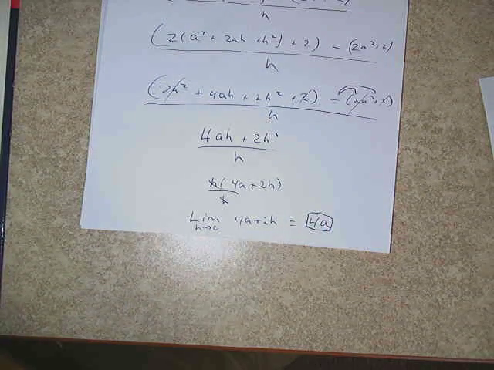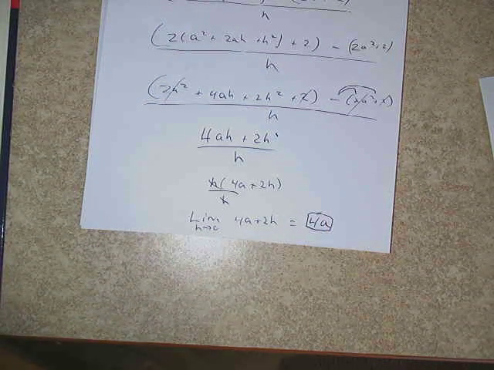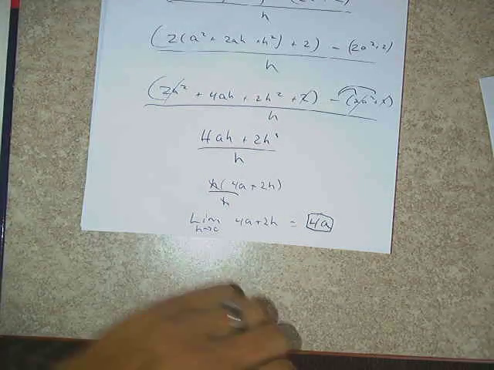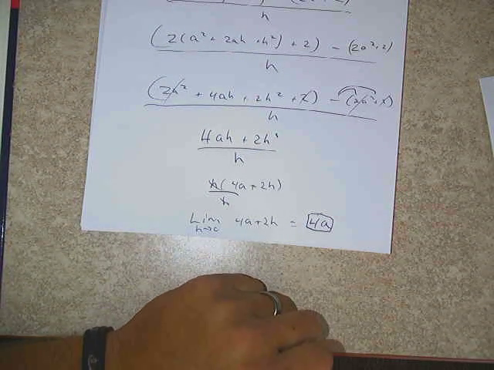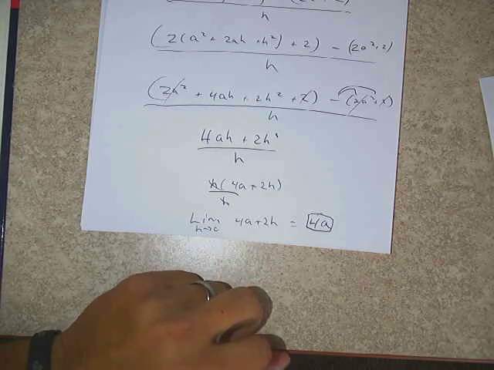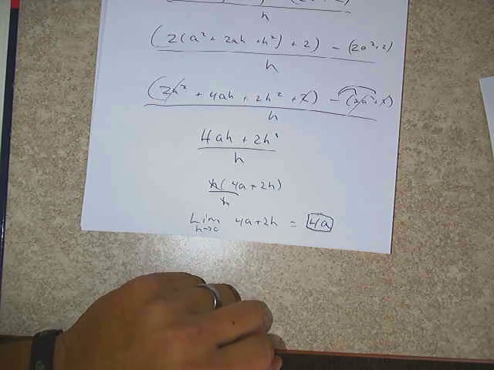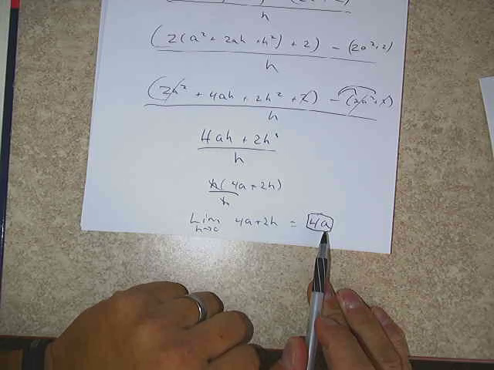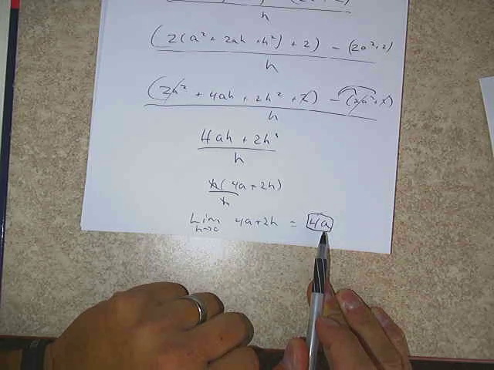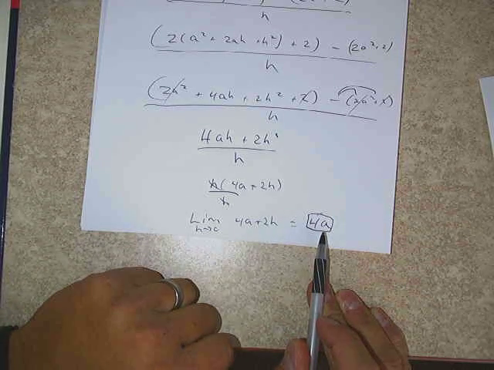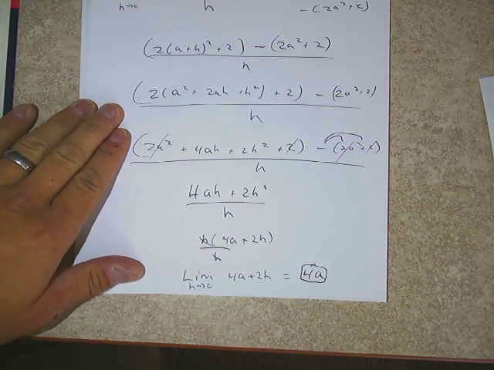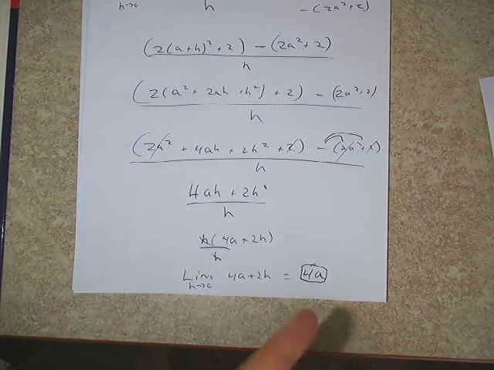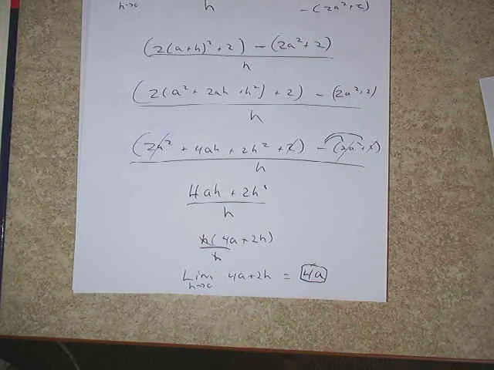Which is excellent for us because what can we do at the top? Take an h out. So if we take an h out and we cancel it with the h on the bottom, we're going to be left with 4a plus 2h. So at this point, our answer, remember though, still has a limit. Our limit as h approaches 0 of 4a plus 2h. Okay, but now we can answer that question because we can directly evaluate this limit. So what is the limit as h approaches 0 of 4a plus 2h? 4a.